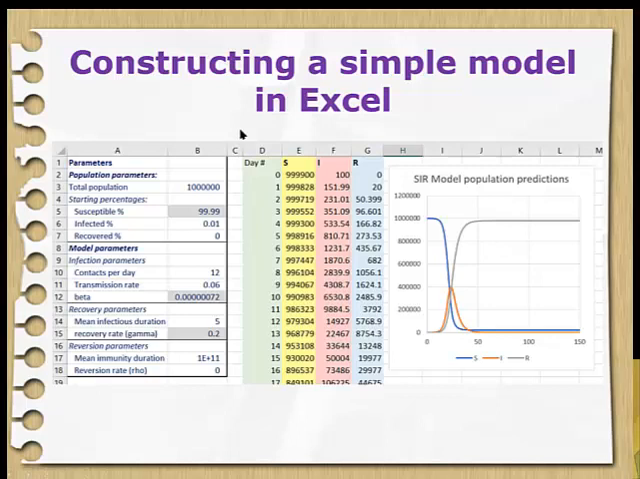And in this video, I'm going to show you how to construct a simple epidemiological model in Excel. This will be a SIR model. Remember that SIR stands for susceptible, infectious, and recovered. So by the end of this presentation, you will be able to make a spreadsheet model like this. I'll go through step by step how to construct this model.